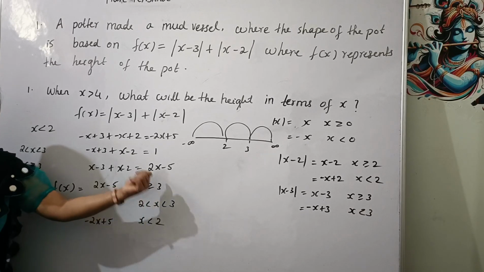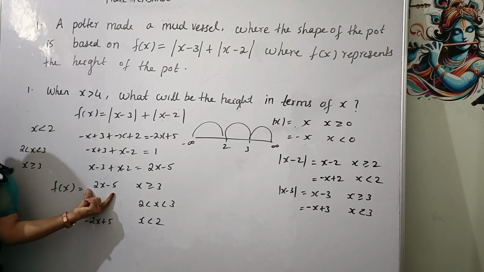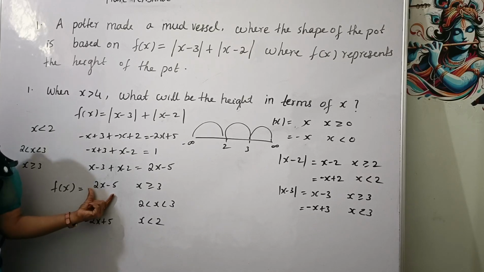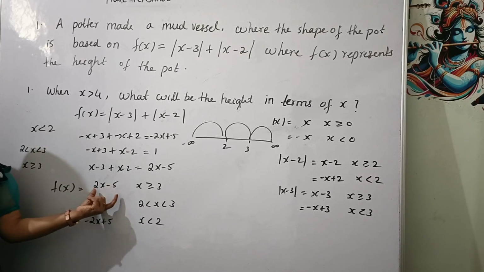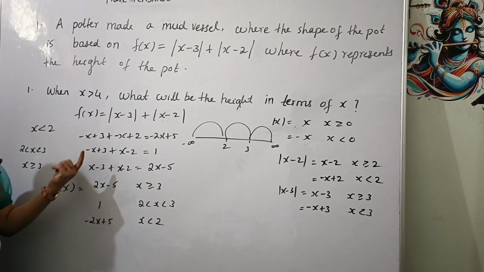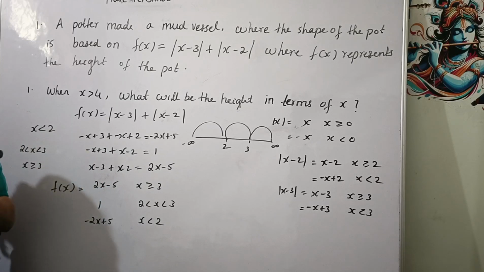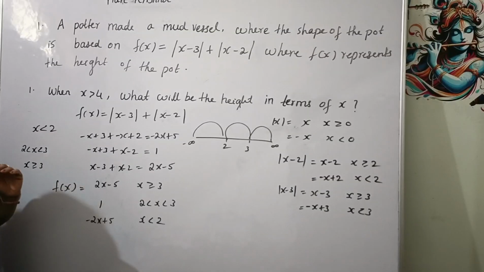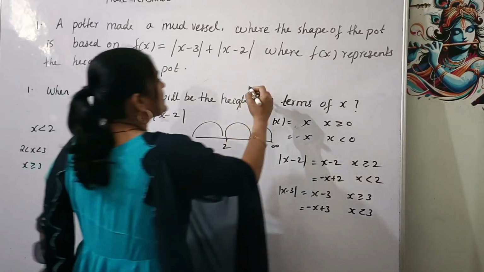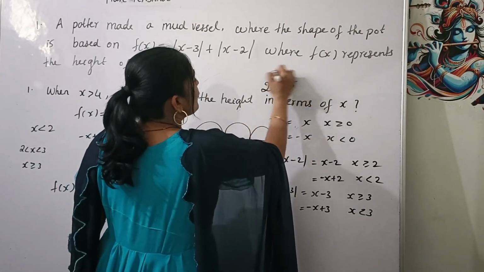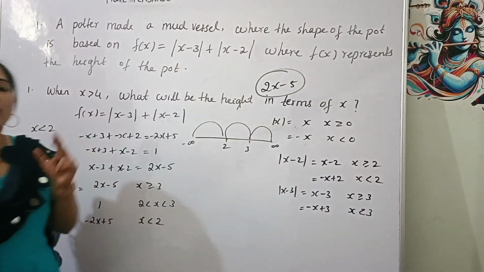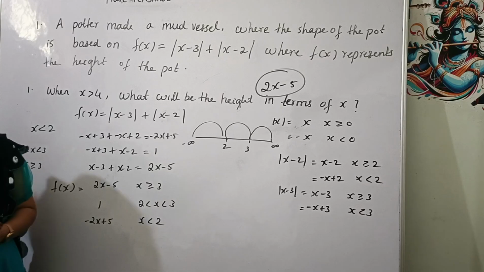So x is greater than or equal to 3, f of x is equal to 2x minus 5. Therefore, when x is greater than 4, f of x is equal to 2x minus 5. So here f of x equal to 2x minus 5 is the height of the pot. Okay, so the answer is 2x minus 5, because f of x represents the height of the pot.